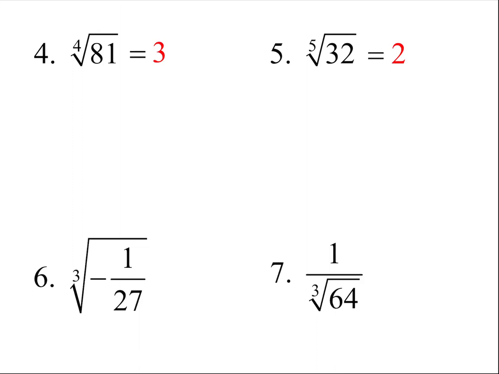But it would be what? 1 over negative 3, or negative 1 over 3. And we'll go over why this happens in a second because we're going to review some of our rules. And then for number 7, 1 over the 3rd root of 64. It's 1 over 4, because the 3rd root of 64 is 4. Okay, so pretty simple stuff. Hopefully.